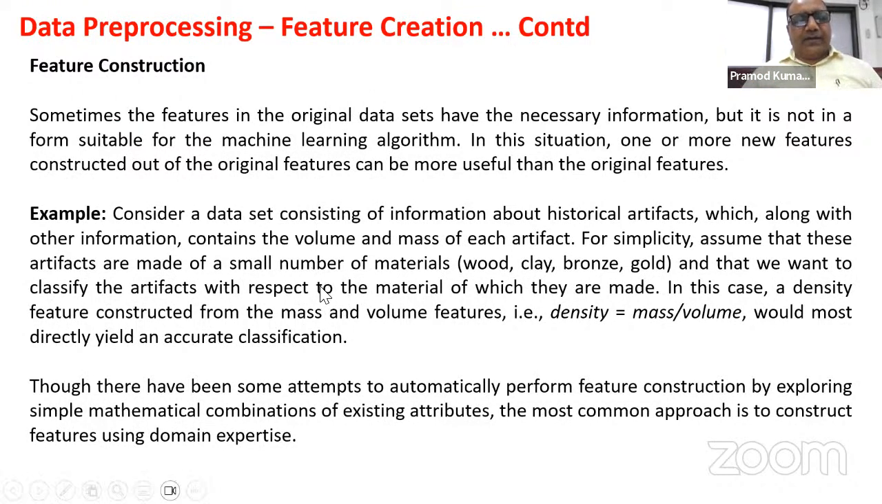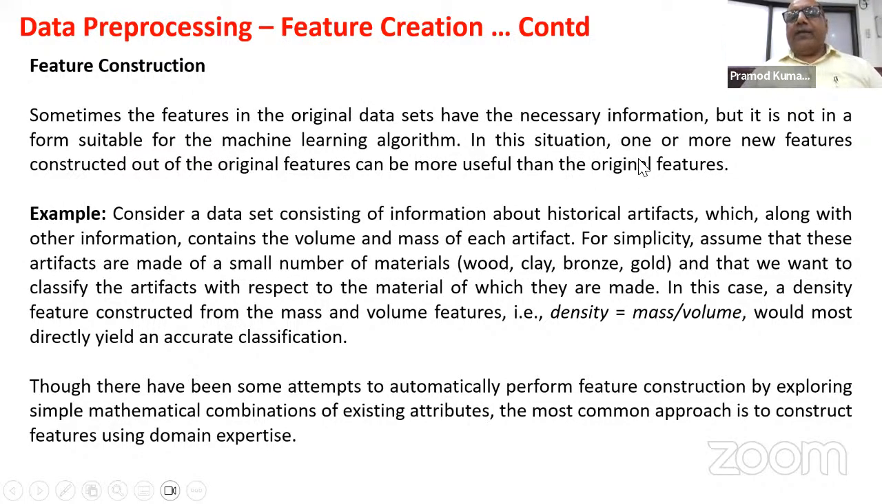So this slide tells that with a very good example also. Sometimes the features in the original data sets have the necessary information, but it is not in a form suitable for the machine learning algorithm. In this situation, one or more new features constructed out of the original features can be more useful than the original features. Okay. Now you see this with example.